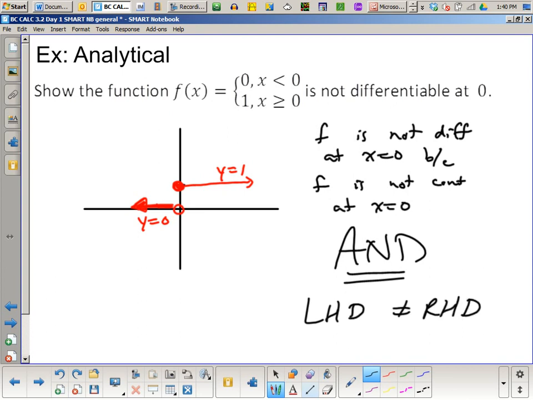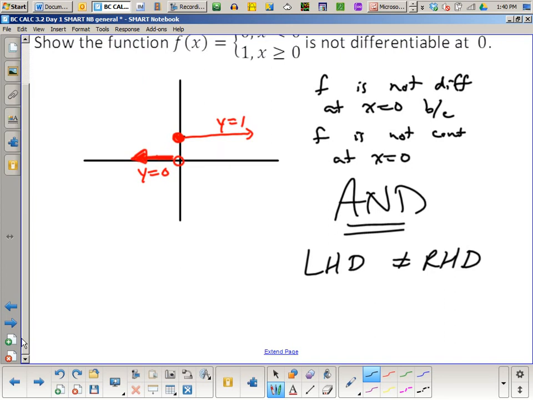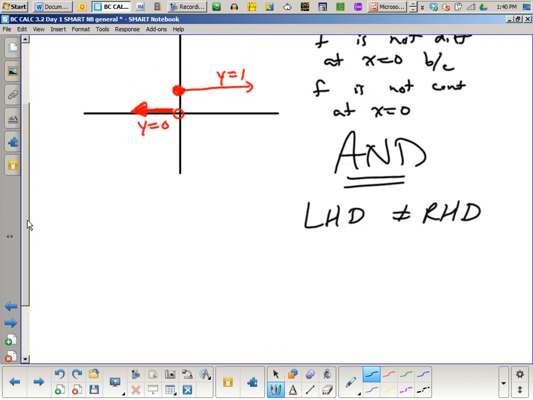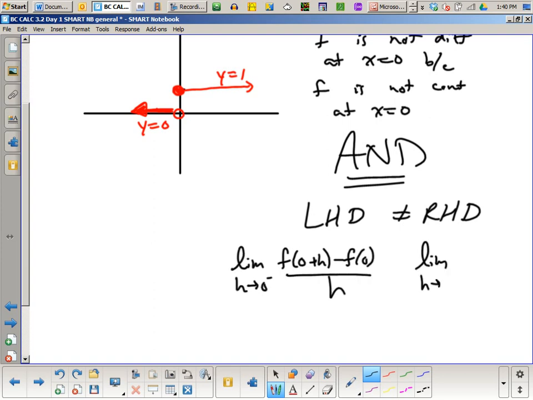I'm going to try to show that LHD and RHD are not the same. All right, so LHD means this: limit as h goes to 0 from the left of f of 0 plus h minus f of 0 all over h. RHD means limit as h goes to 0 from the right of f of 0 plus h minus f of 0 all over h. So remember, LHD and RHD are exactly the same thing except for the limit.